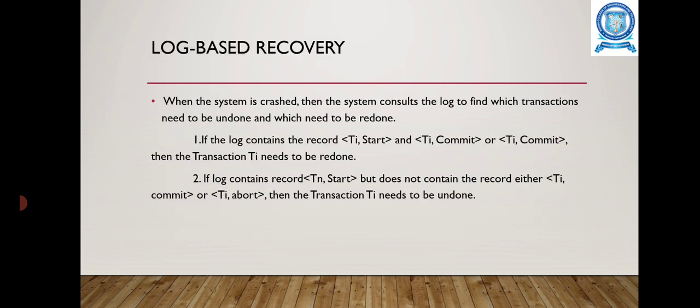When the system crashes, then the system consults the log to find which transactions need to be undone and which need to be redone. If the log contains the records Ti start and Ti commit, then the transaction Ti needs to be redone. If the log contains a record Ti start but does not contain either Ti commit or Ti abort, then the transaction Ti needs to be undone.